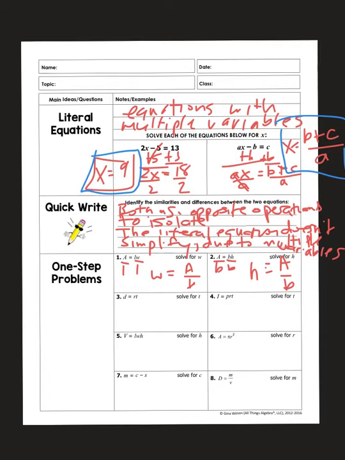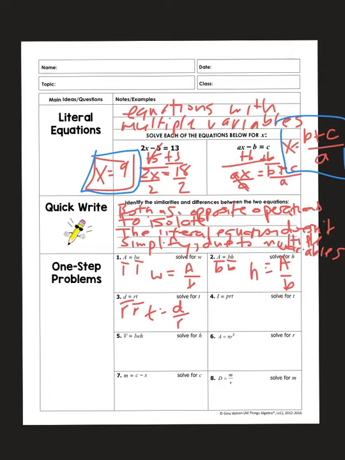Okay. Number 3, solve for T. Well, R is being multiplied by T. I hope by now you're starting to get the pattern. If R is being multiplied, we have to divide it. Okay, so T equals I divided by R. Ooh, 3 things being multiplied. Oh no! Okay, this is not hard.